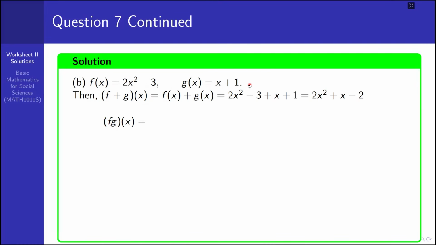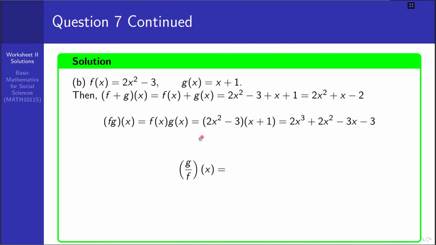Next, f times g of x. f times g of x is simply by definition f of x times g of x. So when we substitute these terms for f of x and g of x, we have 2x squared minus 3 times x plus 1, and the product of these two binomials could be this one, that is 2x cubed plus 2x squared minus 3x minus 3, just multiplying directly. Next, g over f of x is equal to g of x over f of x. Therefore, using simple substitution, we have x plus 1 over 2x squared minus 3.